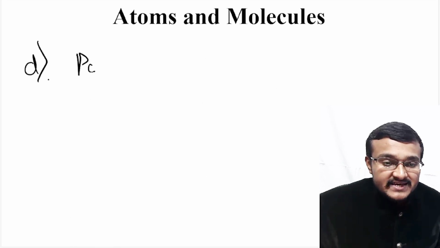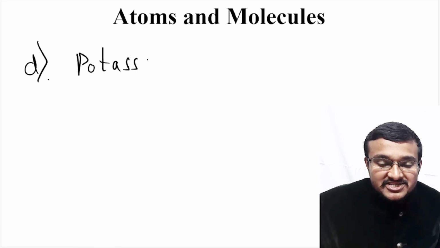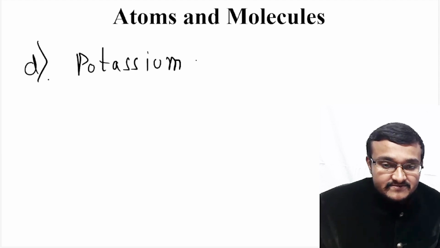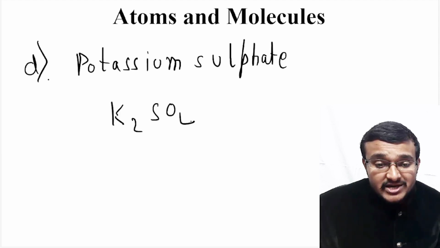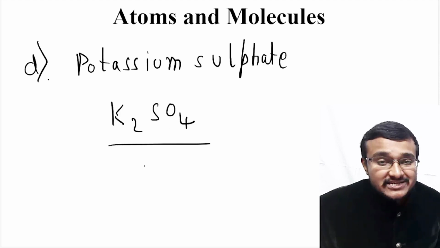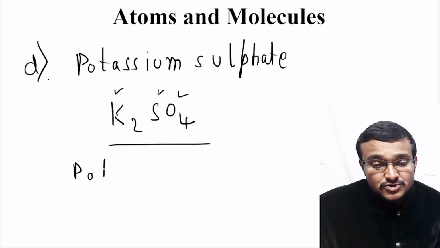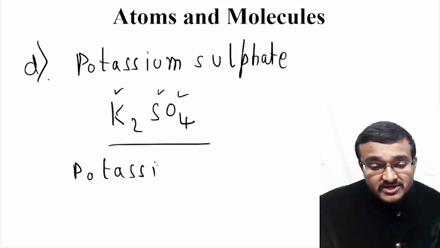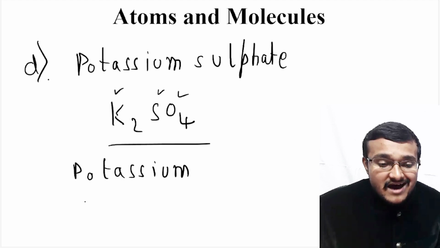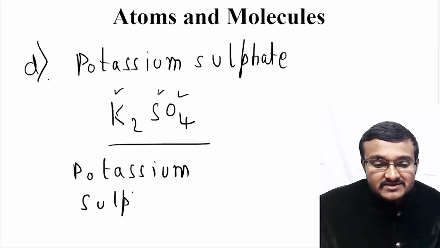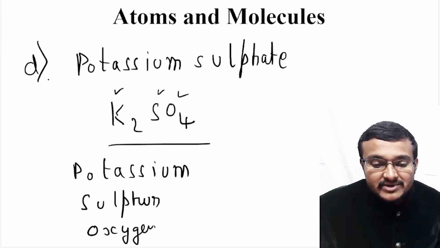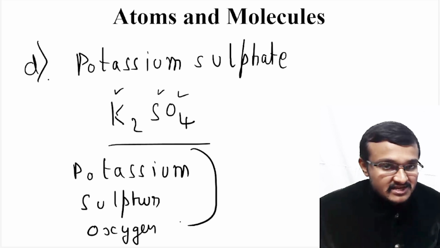Coming to the D question, here they have given potassium sulfate. If you write the chemical formula of potassium sulfate, it is K2SO4. So here you can clearly see potassium is there, sulfur is there, oxygen is there. So the elements which are present in this compound are potassium, sulfur and oxygen. So all these three elements are present in this potassium sulfate.